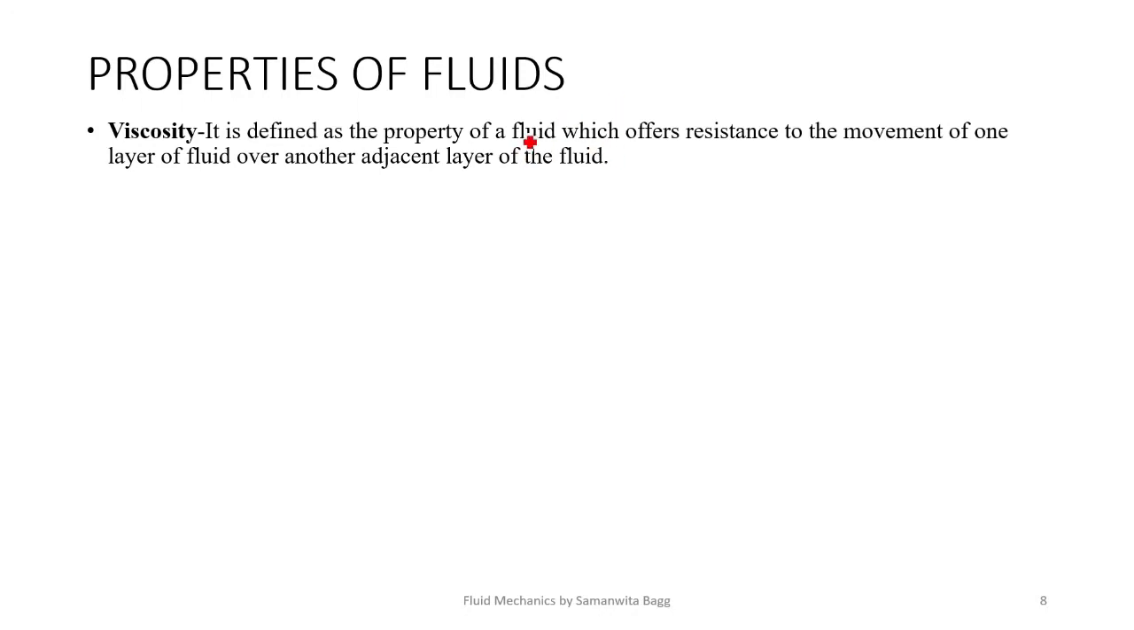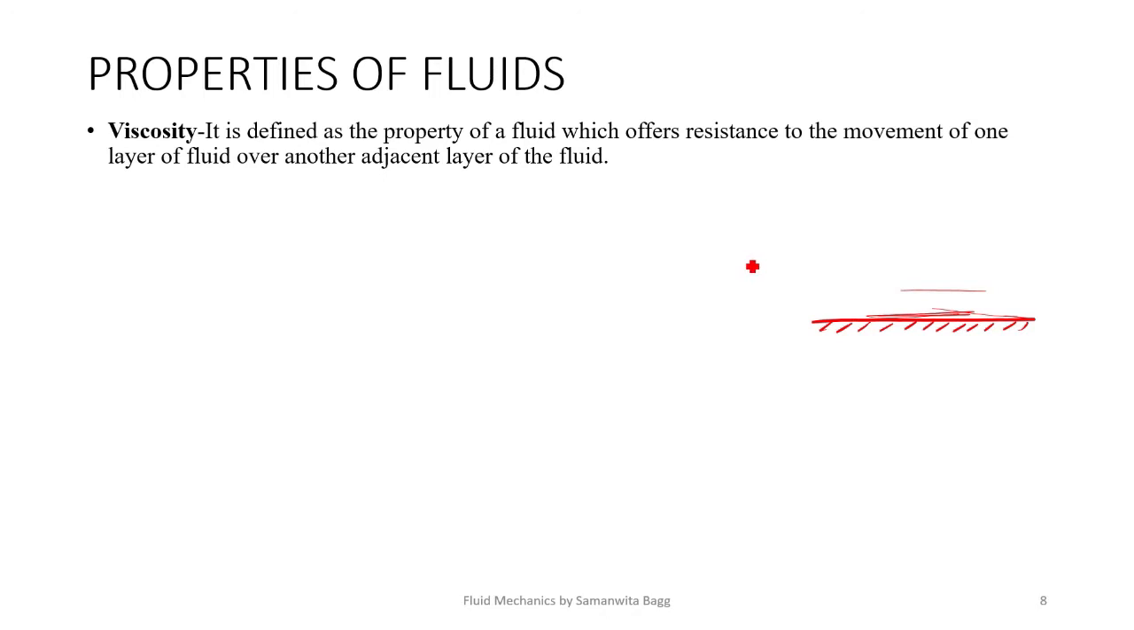Let's define it. It is defined as the property of a fluid which offers resistance to the movement of one layer of fluid over another adjacent layer of the fluid. So let's talk about a fixed surface, say your table, on which there is some amount of water that falls. If you tilt this table, you will see that the layers of water are flowing away. But one layer of water will obviously keep sticking to the surface. That is because the first layer, which is closest to the surface, will take the velocity of the surface itself.